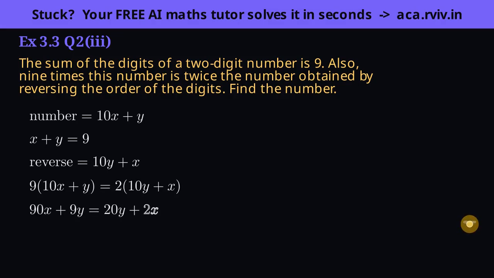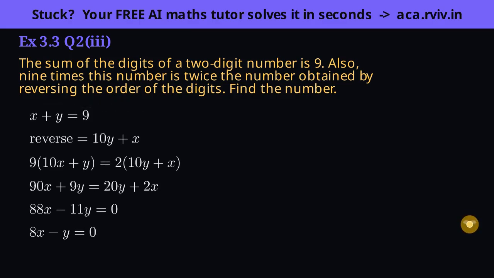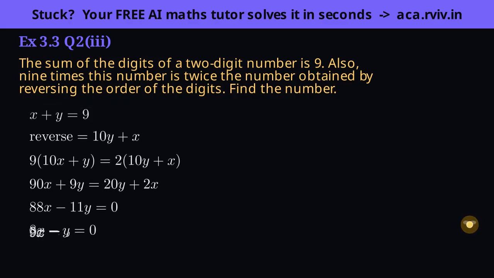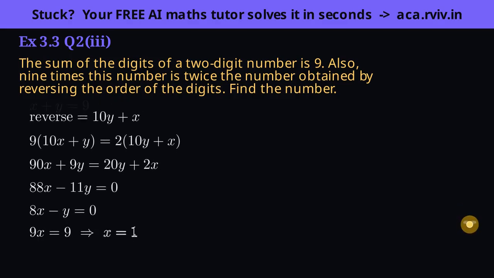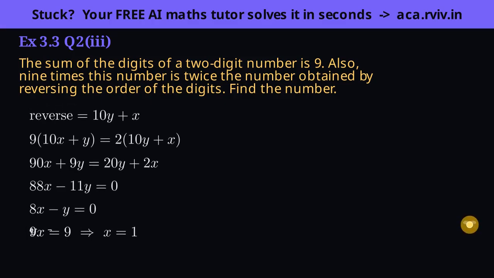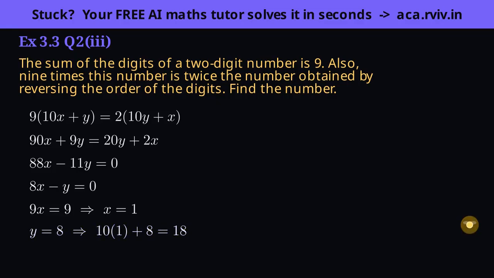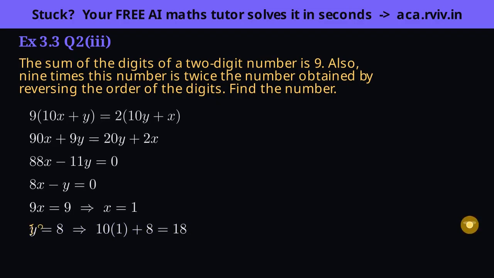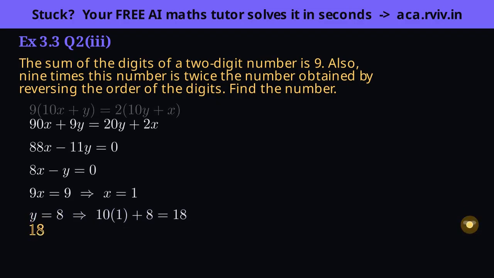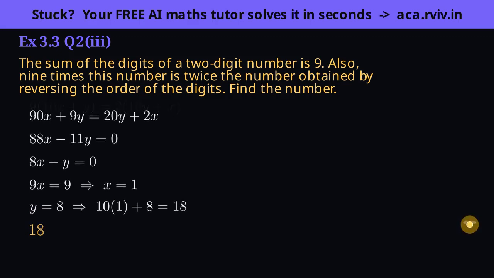Expand both sides. Bring like terms together. Divide by 11 to simplify. Add this to x plus y equals 9 to eliminate y. Back substitute for y, then assemble the number. Insight: place value notation is what lets reversing digits become plain algebra.